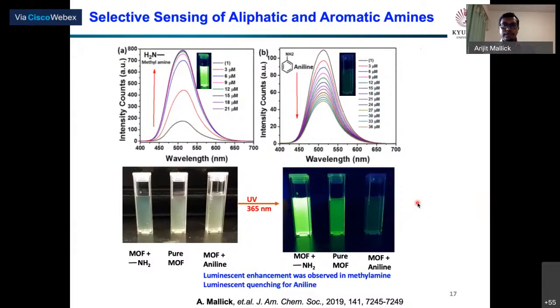And we use this material for detection of amine. And we interestingly find that there is a unique selective detection of aliphatic amine over aromatic amine. So aliphatic amines like methylamine show luminescent enhancement, but aromatic amines like aniline or paraphenylenediamine all show quenching. So we tried to understand why this happens and what is the actual mechanism going on inside.